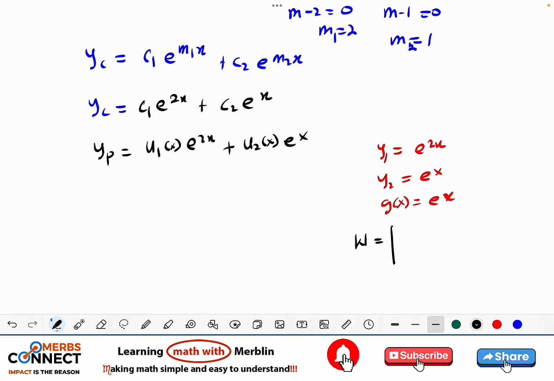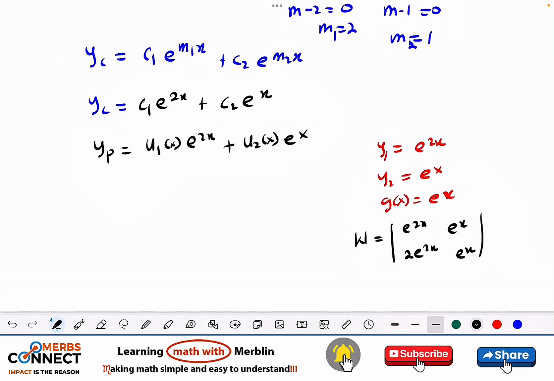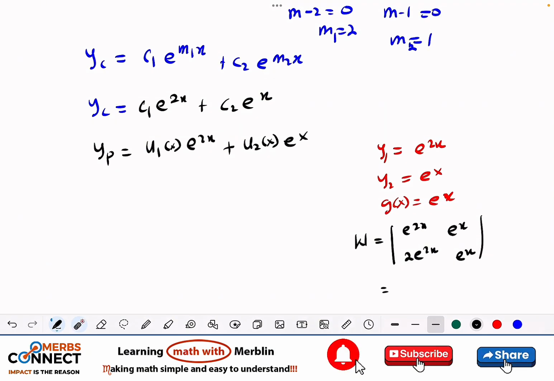The Wronskian has y1, which is e to the power 2x, and then y2 here. Differentiate this and get 2 e to the power 2x, and differentiate this and get the same thing. Let's find the determinant. This times this is going to give us e to the power 3x. Then minus this times this is going to give us 2e to the power 3x. And this is going to give us minus e to the power 3x, and this is never 0, right? So this is going to be the Wronskian when we solve this.